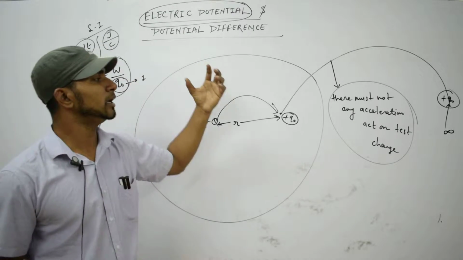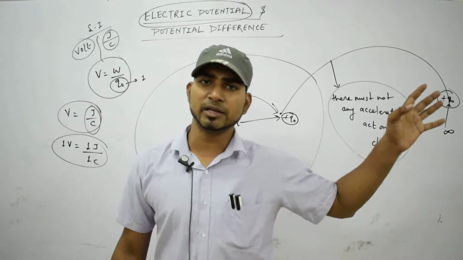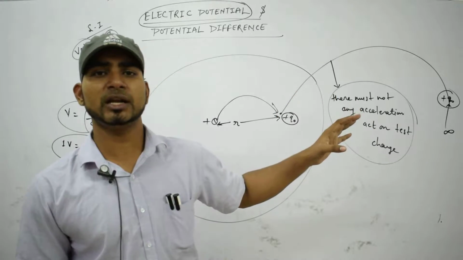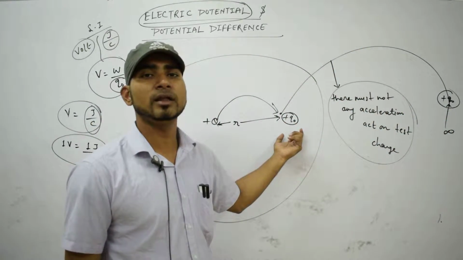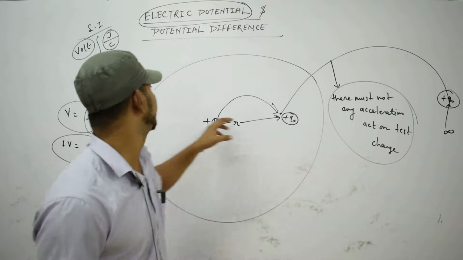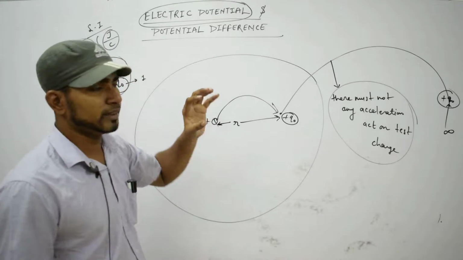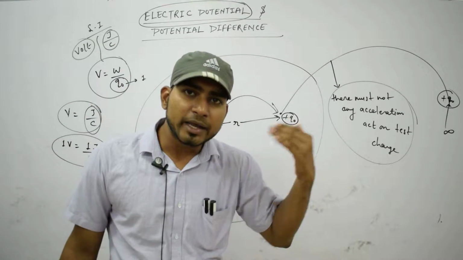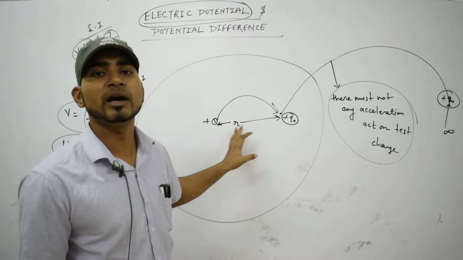Okay, so this was our electric potential: the total amount of work done by the external source to place a particular charge from outside the field to inside the field, at any particular point. That work done is called electric potential, and that work must be done against, or in the opposite direction of, the work done by the field.